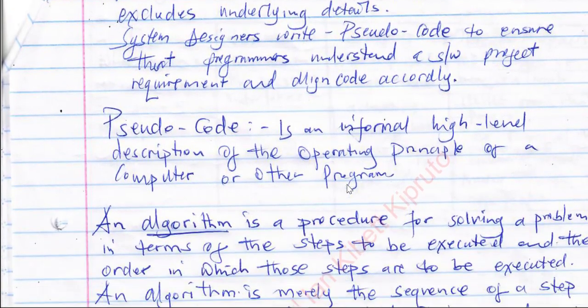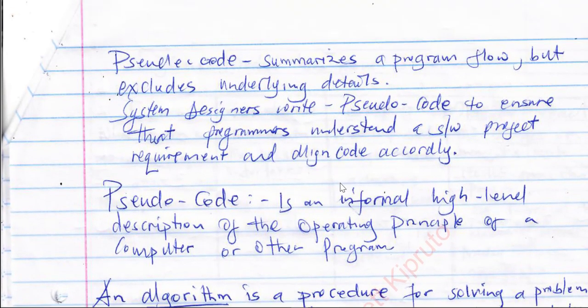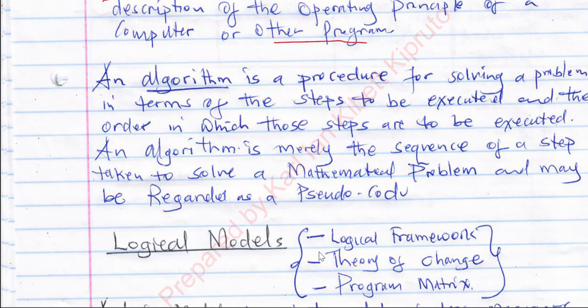Then pseudocode summarizes the program flowchart, but excludes underlying details. The details will be in the pseudocode. System designers mostly write pseudocode to ensure that the programmers understand the software project. So pseudocode is just an informal high-level description of the operating principle of a computer or other program. You have to put it in a manner that is simple for anybody to understand, so that the programmers can now convert that to an algorithm.